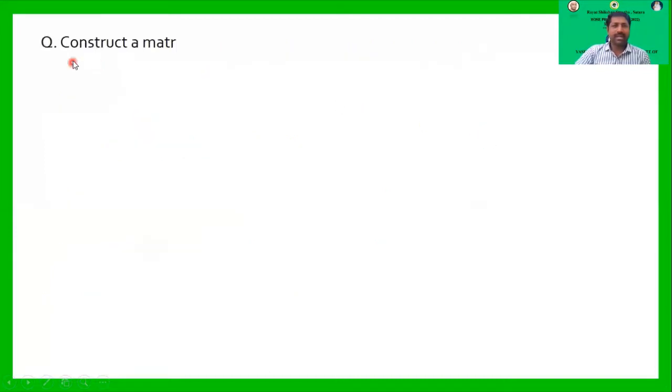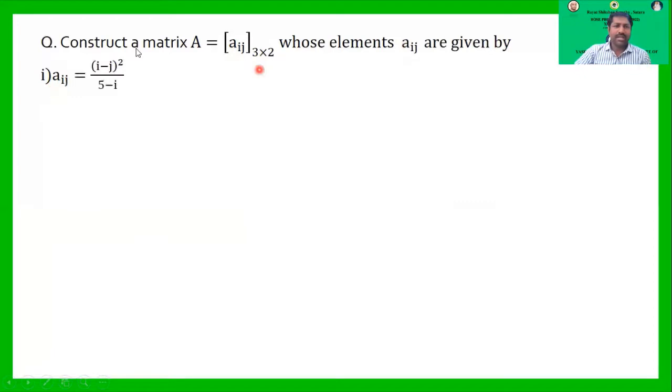Now again, second example: construct a matrix A = [a_ij] of order 3 by 2 whose elements a_ij are given by the formula a_ij = (i minus j) whole square upon 5 minus i. So we put different values of i and j and we can calculate the elements of the matrix. The order of the matrix is 3 by 2, so it has 6 elements. So i can take values 1, 2, 3, and there are only 2 columns, so j can take values 1 and 2 only.